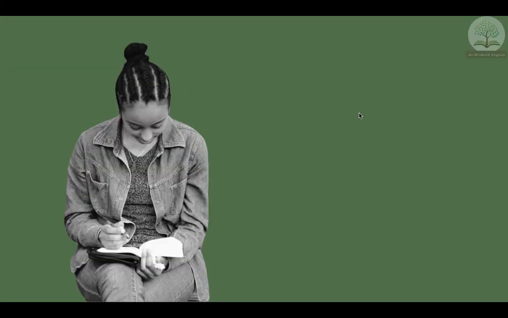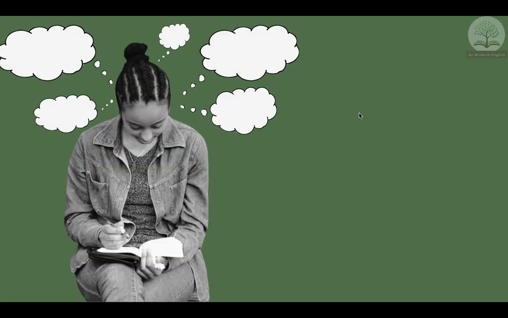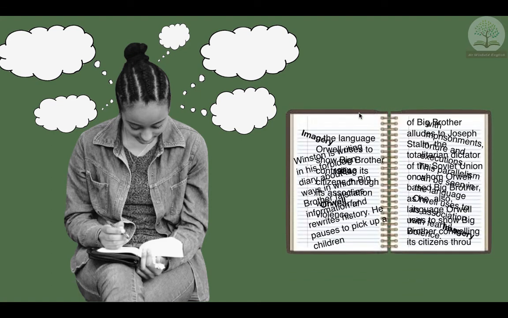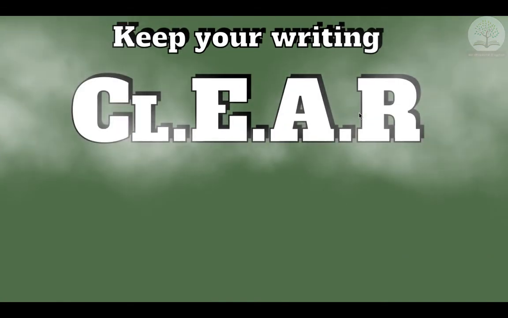Sometimes when you're reading, you can have a lot of ideas about the text, and when you put them down on paper, they become unorganized, unstructured, and jumbled. How do you overcome this? The answer? Keep your writing clear.